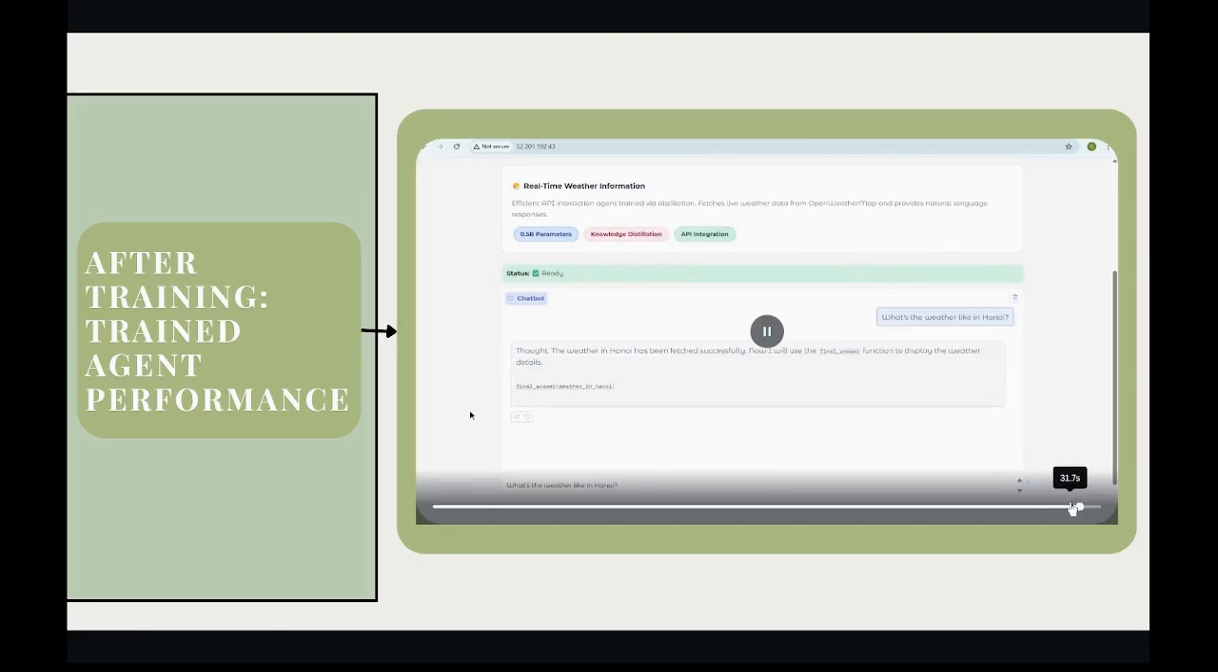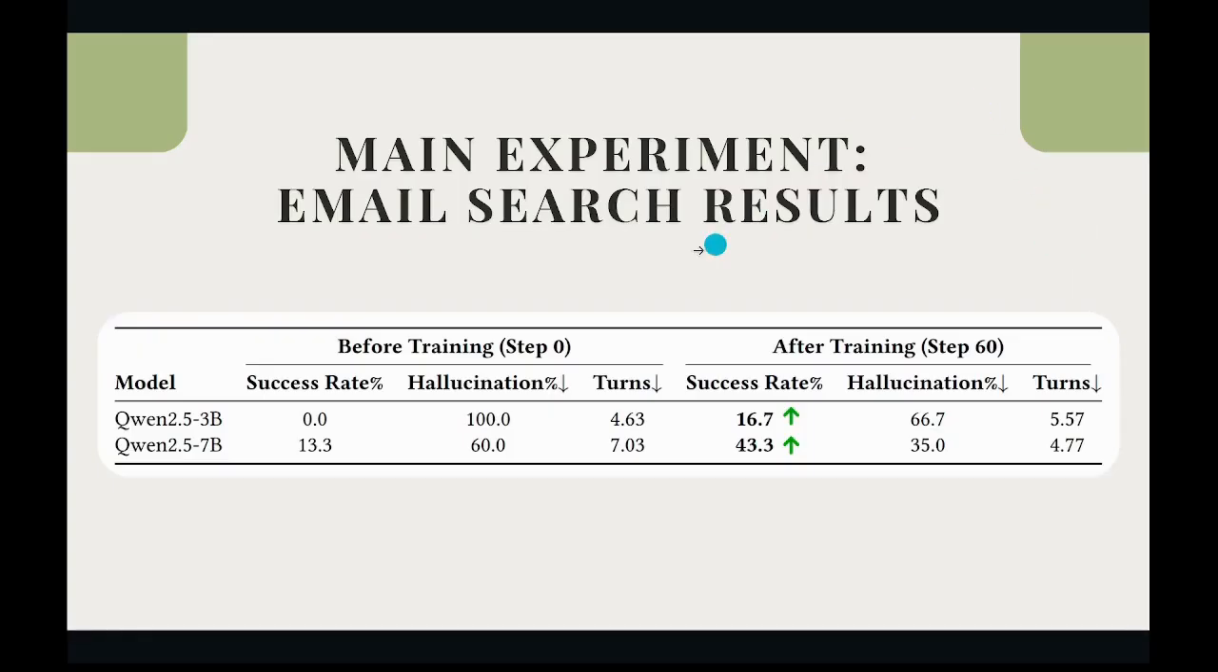This transformation is strongly supported by our quantitative results on the main email search task. For the 7B model, the success rate more than triples, increasing from 13% to over 43%. Importantly, the hallucination rate is nearly cut in half, and the agent becomes more efficient, completing tasks in fewer interaction steps. Even the smaller 3B model, starting from essentially zero capability, successfully learns the full multi-step workflow, achieving a success rate of nearly 17%. This demonstrates that ToolBrain is effective across model scales, not just for large models.